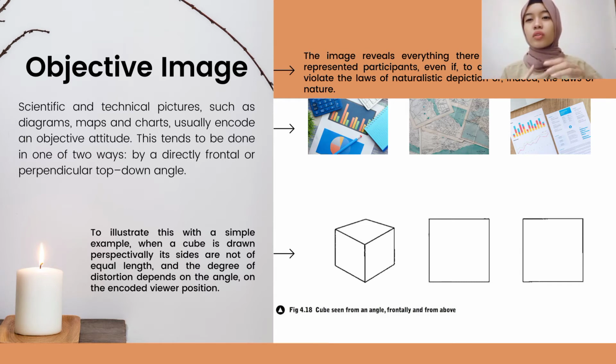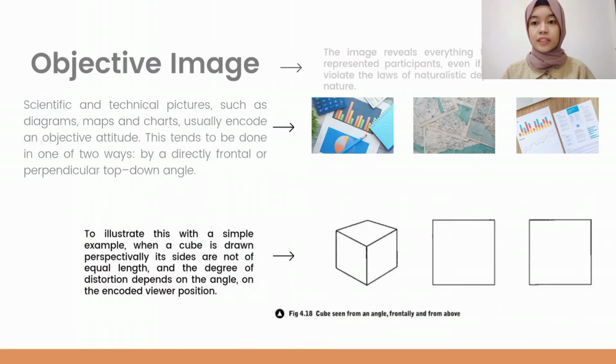The cube does not look as we know it is in reality, with all its sides of equal length, but as we see it from a particular position. But from directly in front, the third dimension disappears, and the cube appears flat, with all its sides of equal length. From above, exactly the same effect occurs. Perspective and its attitudinizing effect have been neutralized.